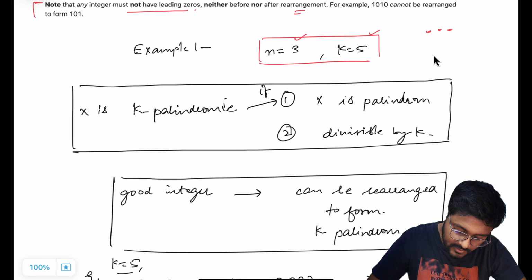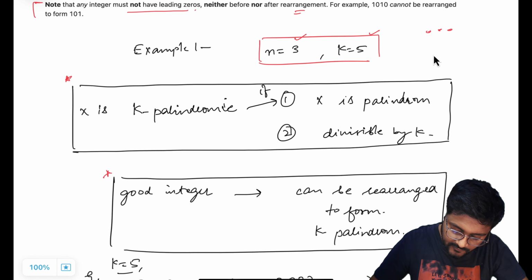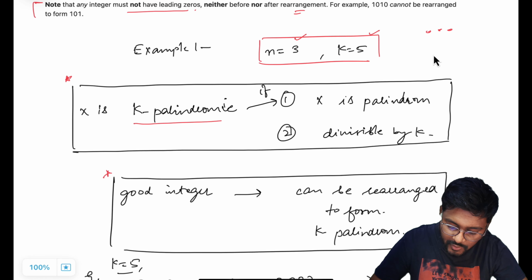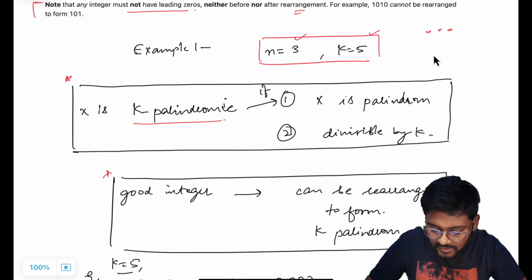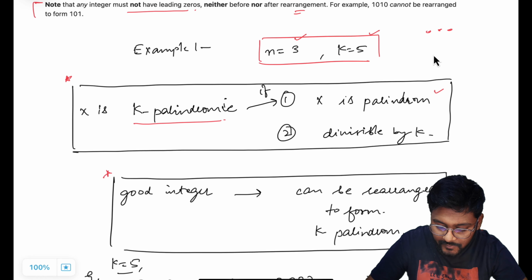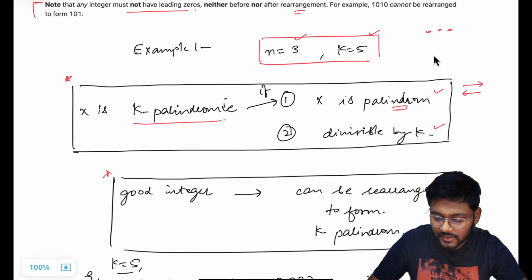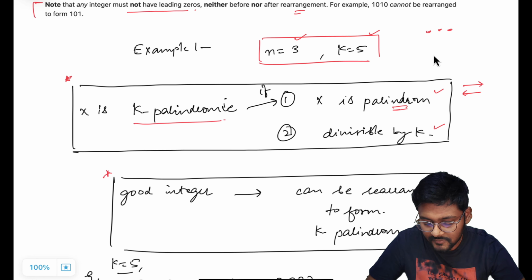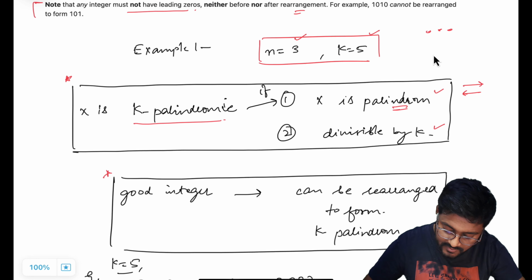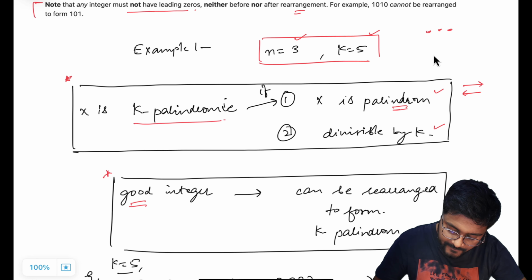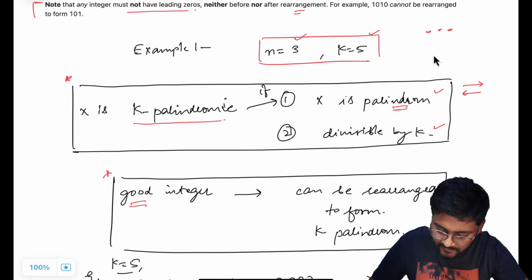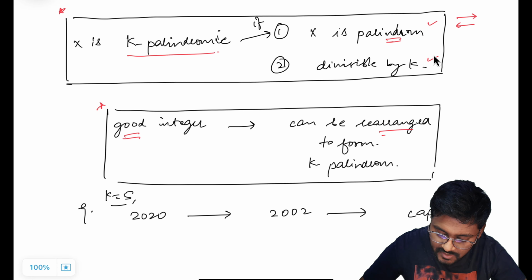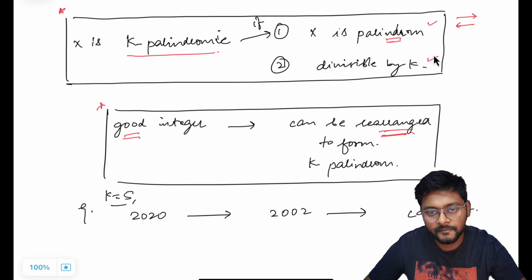Apart from these two integers, we are also given these two definitions. First of all, any integer is k-palindromic if it is satisfying these two conditions. First one, it is a palindrome. Reading from the starting and reading from the back is the same. So this is our first condition for k-palindromic, and second condition, it is divisible by k. If both these conditions are satisfied, it is k-palindromic. And what is our good integer? Any integer is a good integer if that can be rearranged to form a k-palindromic integer, right?